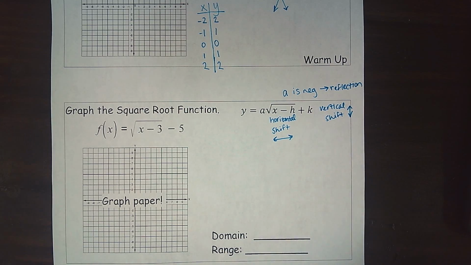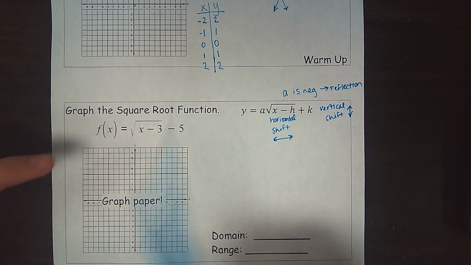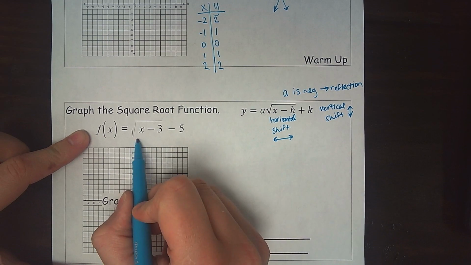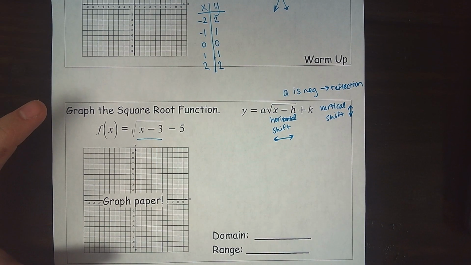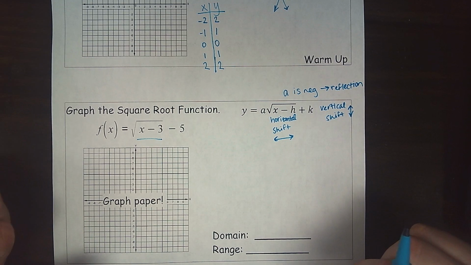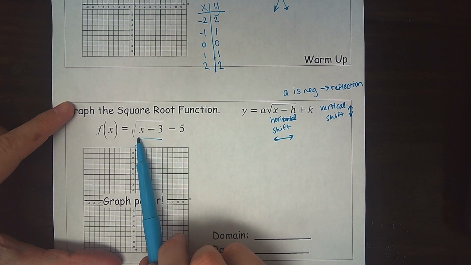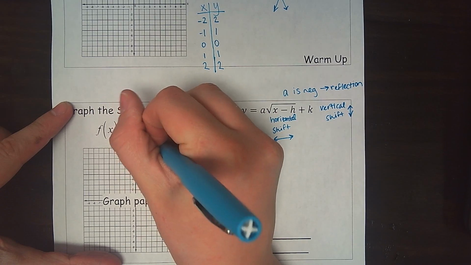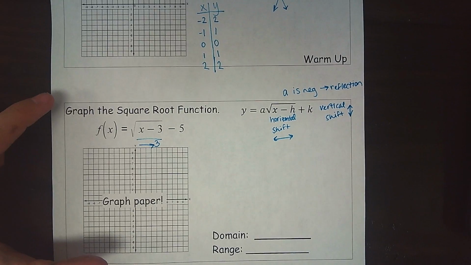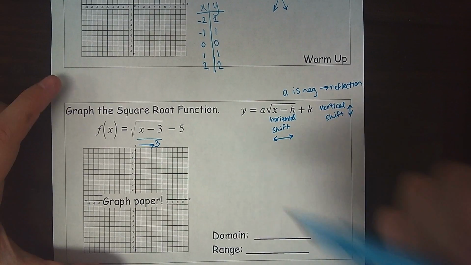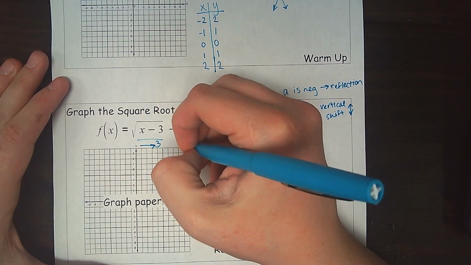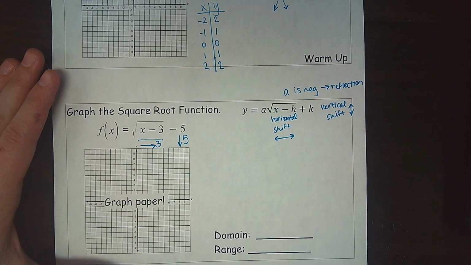All right, so exactly like we did before with the absolute value, I'm going to figure out my horizontal shift. So that is the one inside my root. And remember, it's the opposite of what we think. So this is telling me that I need to go to the right 3. I have a horizontal shift right 3. And then my K value is my vertical shift. So in this case, it's saying I have a vertical shift down 5.